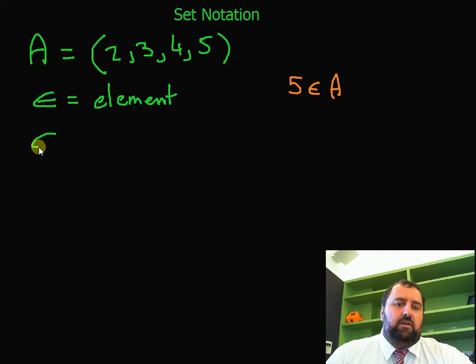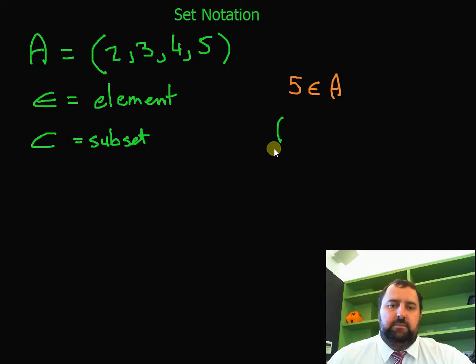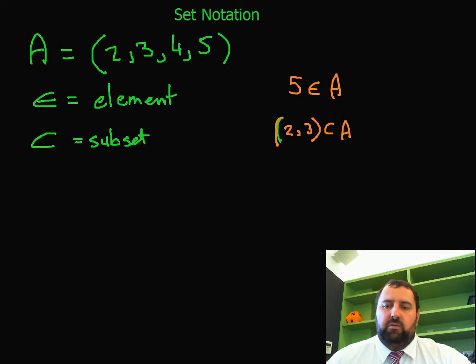I can also say subset. So I could say that the group 2, 3 is a subset of group A. So it's like a group within a group. Now, one thing to notice here is for it to be a subset, everything in this group has to be in the larger group. So I'll write this one in red because it's wrong. I can't say that 2, 3, 9 is a subset of A. That's entirely wrong because 9 isn't in group A.